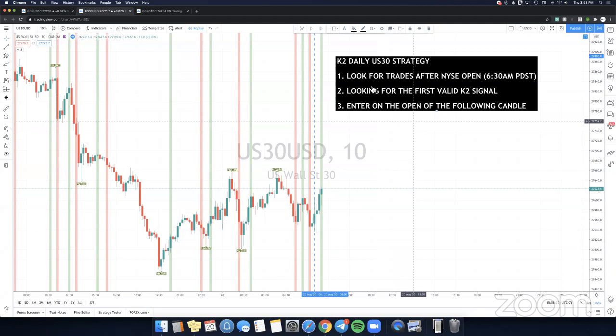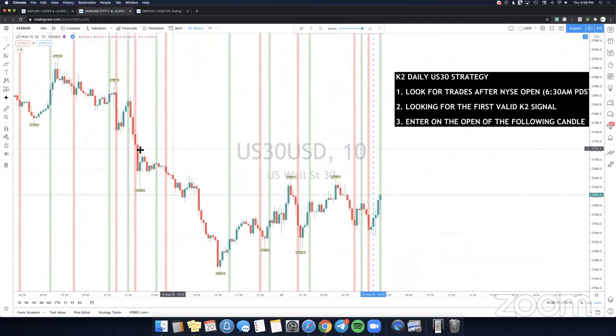All right, so first you're gonna look for trades after the New York Stock Exchange open, which is 6:30 a.m. Pacific Daylight Savings Time. You can see right here, I have marked on the chart. This is 6:30 a.m. This is when the New York Stock Exchange opened. So after that, you're just gonna look for the first valid K2 signal. Right here is a first valid K2 signal because it's a buy signal with a green bullish candle. In contrast, right here, this would be a valid sell signal because it's a sell signal with a red bearish candle. So to make things simple, if it's red and red, that's valid. If it's green and green, that's valid.